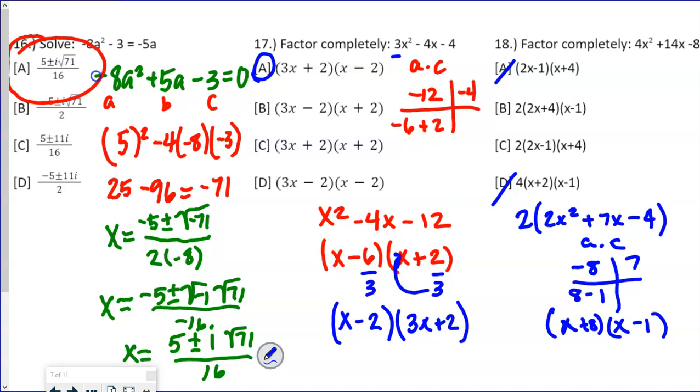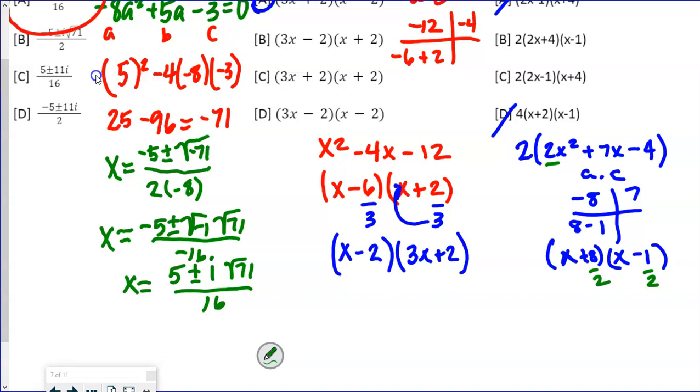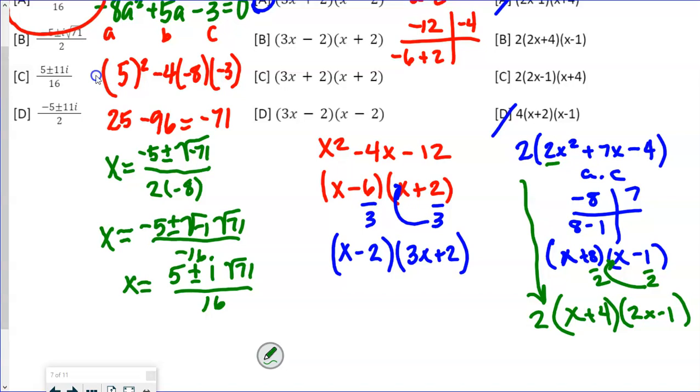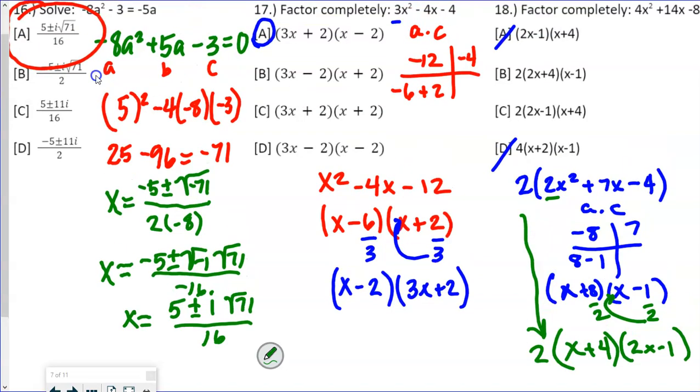We're going to divide again by our leading coefficient right here, y'all, 2. So this is going to be divided by 2, and this is going to be divided by 2. So this one's going to be x plus 4, right? And then we're going to do bottoms up here. So this is going to be 2x minus 1. And remember, we had that 2 out front, so we have to bring it down, okay? So 2x minus 1 and x plus 4. I think that's it right there, right, y'all?